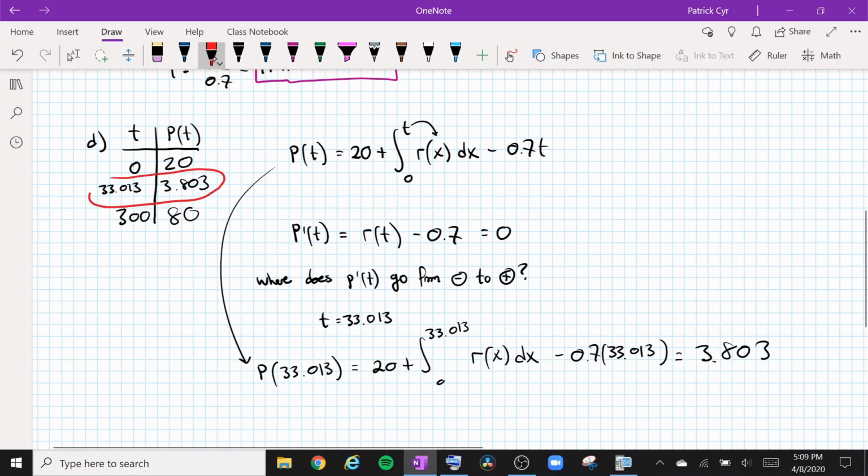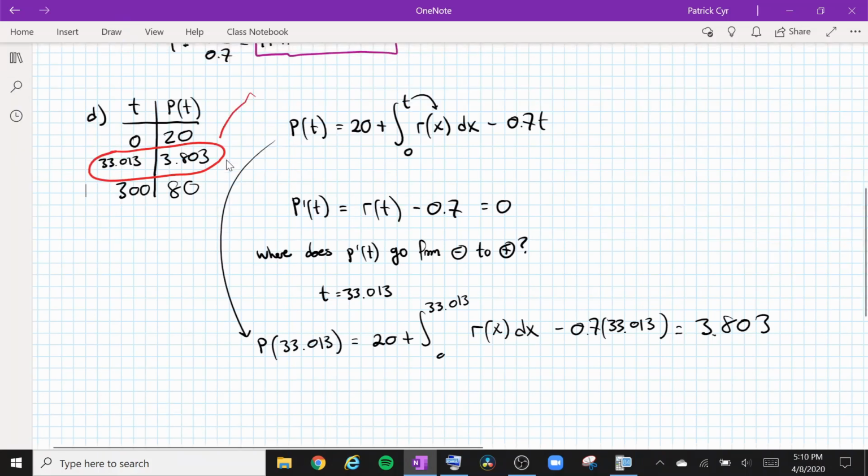So the x value is 33.013. That's the time at which the function hits an absolute minimum, and then the actual minimum itself, the minimum number of people, is 3.8. So if you're in line for this escalator, you want to hop in line at 33.013 seconds because at that time the line is the smallest. Okay?